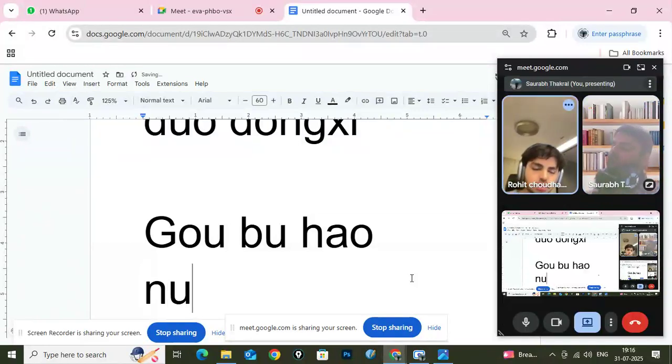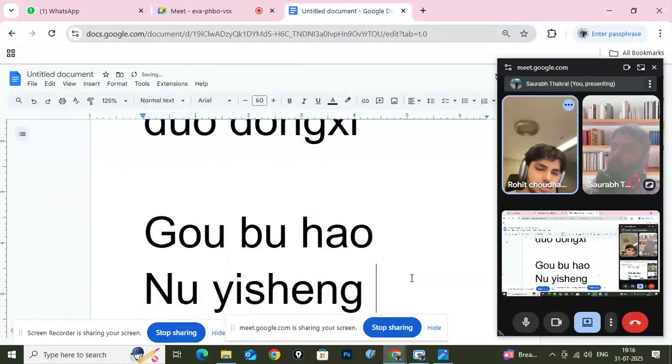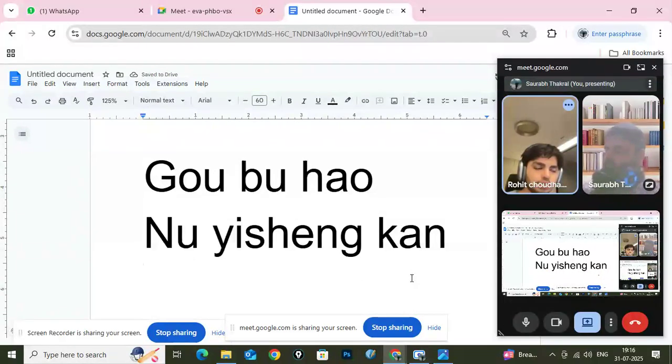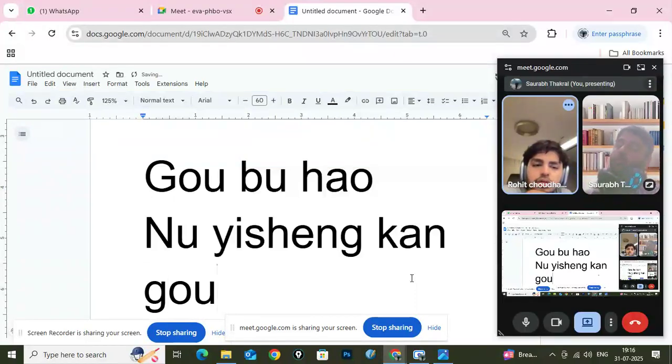Dog. Not required here. Not required here. Just kan gou. Here it won't be required because this is the object here. This is the verb. Looks at the dog. This is the verb.